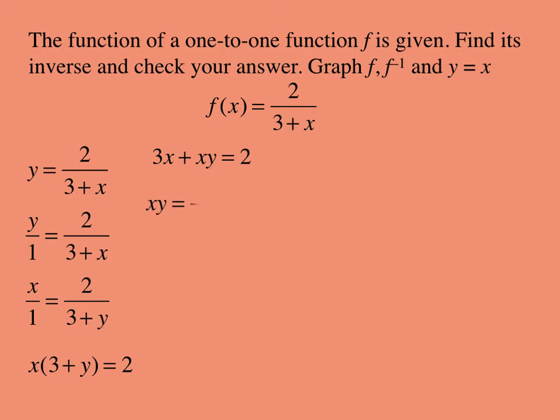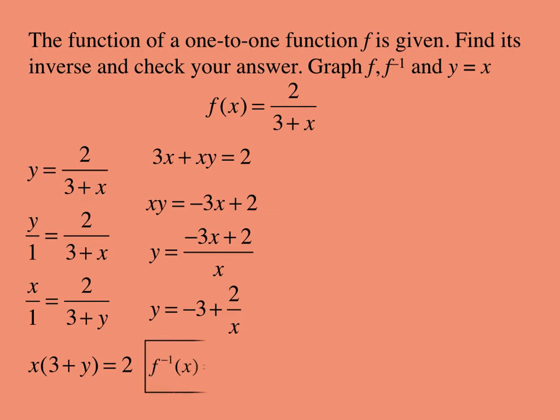Let's subtract 3x from both sides. To solve for y, I'm going to divide by x. I can now simplify this down to y equals negative 3 plus 2 over x. Of course, we know that x cannot equal 0 here, in the domain. So the f inverse of x, I have solved this problem. My claim is that it equals negative 3 plus 2 over x.